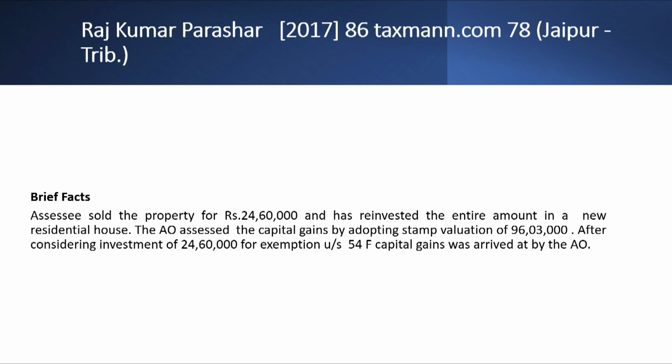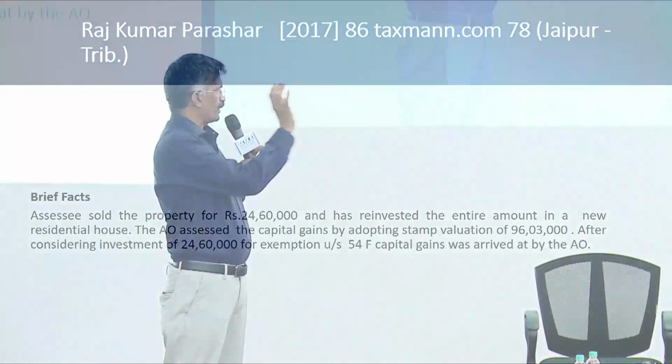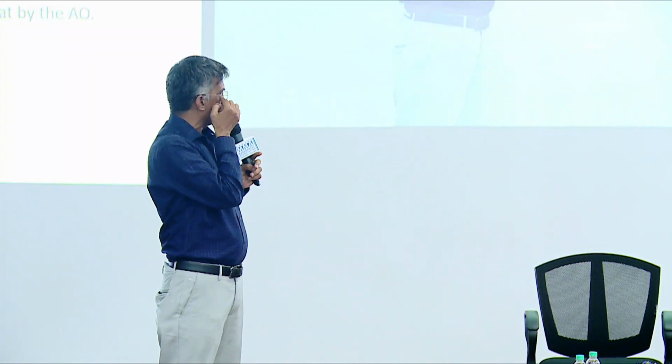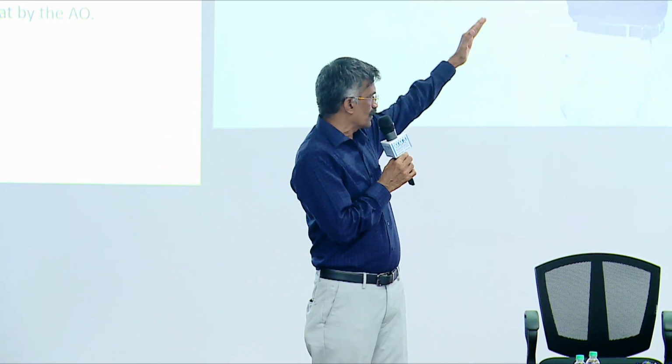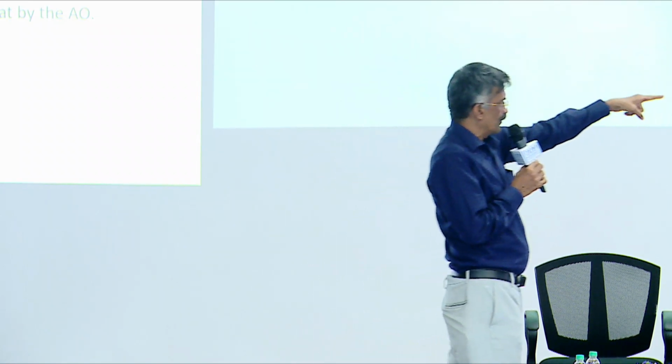Now here the assessee sold the property for 2460. He has reinvested the entire amount in a new residential house. The AO assessed the capital gains by adopting the stamp valuation of 9630. After considering investment of 2460, 54F was added. So what the assessing officer was doing in this particular case: numerator 2460, denominator 50C value of 9603, into capital gains.